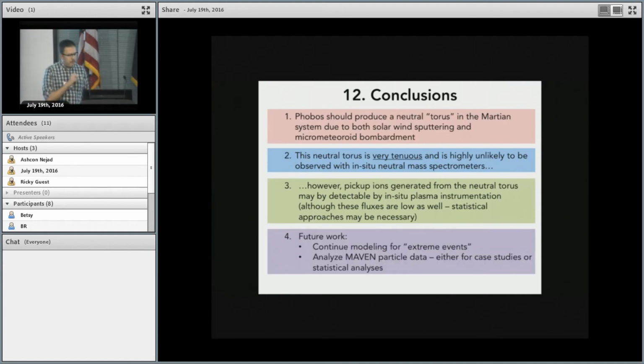And in fact, one of the big future works to do in this is to look for extreme events. We have solar wind disturbances that might amp up the neutral torus temporarily, and really to dig through the MAVEN particle data. I don't know that anybody's quite yet got through it, but there's plenty of data now to maybe either look for case studies if the solar wind and Phobos orientation are just right, that MAVEN should be in the right spot, or to look at a little bit more of a statistical analysis, maybe the way forward in this. The details, probably more details than you'd ever want about this model, are in a recent paper in JGR Planets. And with that, I'll conclude. So, thank you.